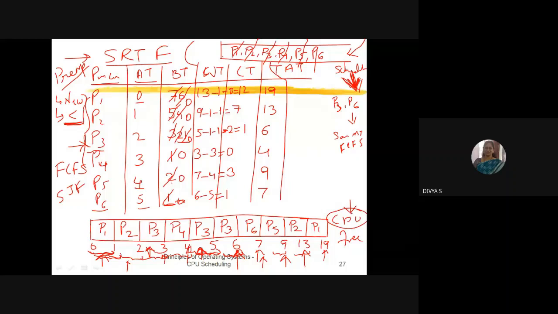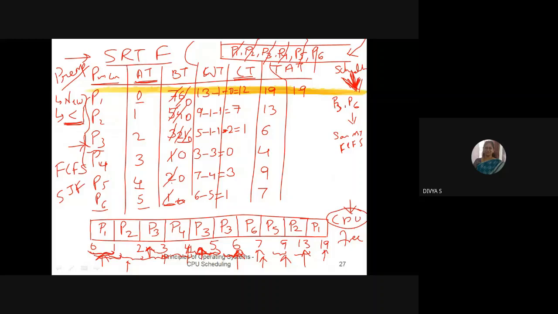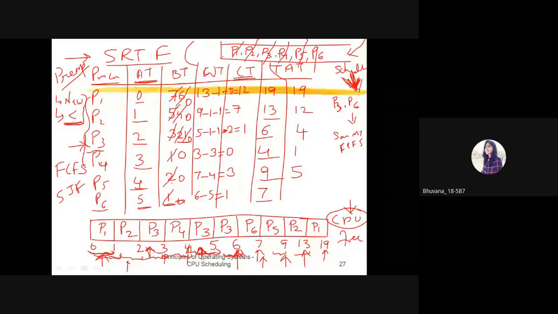Now coming to the turnaround time. What is the calculation for turnaround time? CT minus AT. 19 minus 0. Oh, sorry. Yeah, 19 minus 0, 19. 13 minus 1. This and this. This and this. This and this. This and this. This and this. Clear, no? Now I think it is easy for you to find the total waiting times and total turnaround times. Clear? Yes.